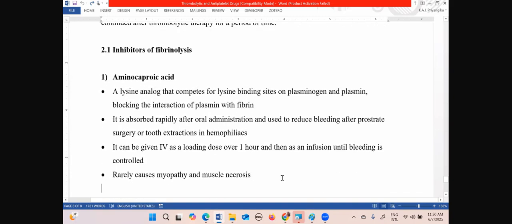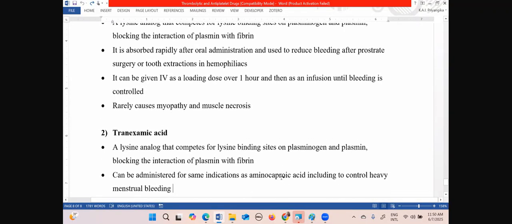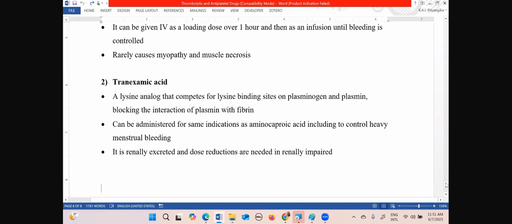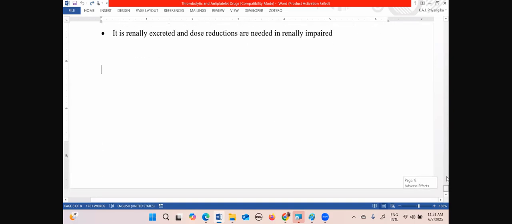Tranexamic acid is also a lysine analog. So it competes for the binding site on plasminogen and plasmin. This also blocks the interaction of plasmin with fibrin. This can be administered for the same indications as aminocaproic acid, including to control heavy menstrual bleeding. It is renally excreted and dose reductions are needed in renal impaired patients. Yeah, that's all about it.